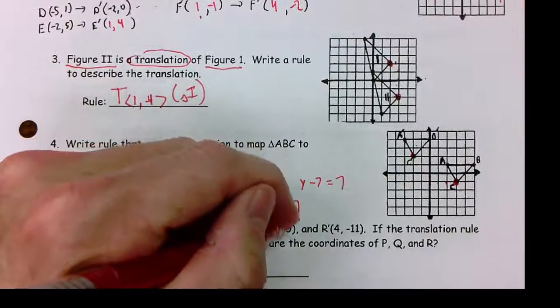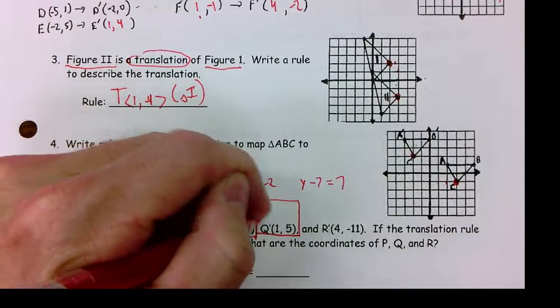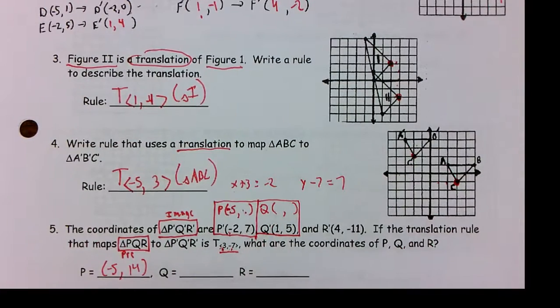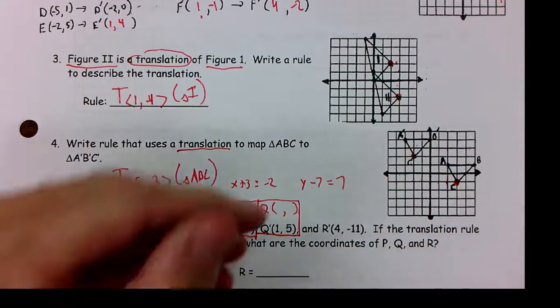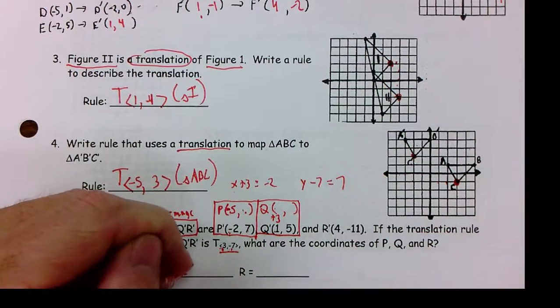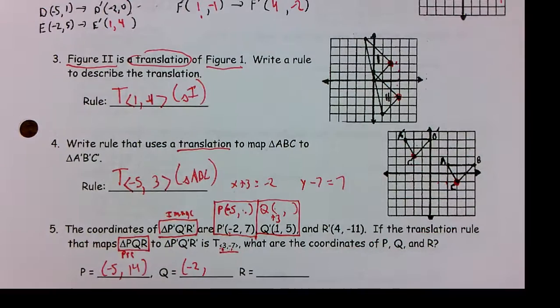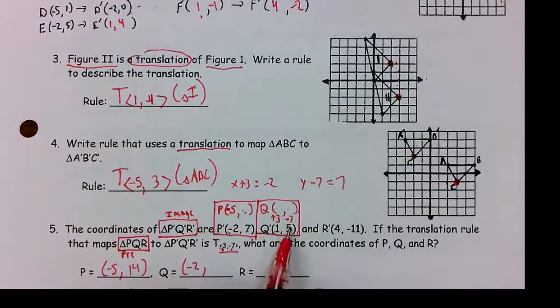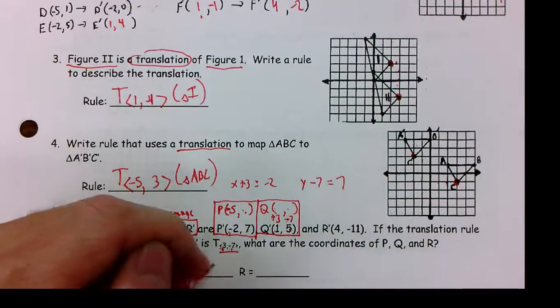Then I would do the same thing to Q. I know what Q prime is. I don't know what Q started as. But since the vector says add 3 and you end up at 1, I need some number that when you add 3 you get 1. That means the pre-image must have been negative 2. And I need a y-coordinate that when I subtract 7, I end up at 5. Some number minus 7 needs to give me 5. That would be 12.